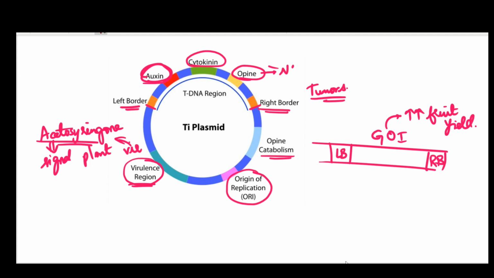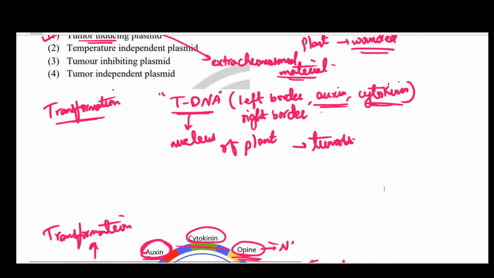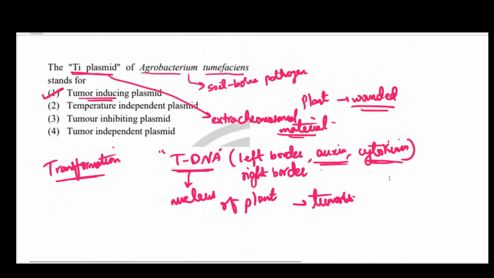Now again it is placed back into the Ti plasmid. As a result, the plant is not infected. There are no genes responsible for tumor formation. Instead, we are using this Ti plasmid to transform the plant by inserting our gene of interest. So basically, Agrobacterium tumefaciens is used in gene transformation experiments to insert our gene of interest through the tDNA present in the Ti plasmid. And Ti stands for tumor inducing, because when this bacterium enters the plant, it causes tumors. Therefore it's called tumor inducing plasmid.